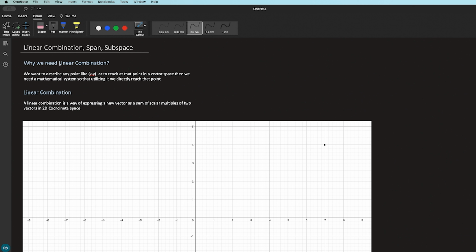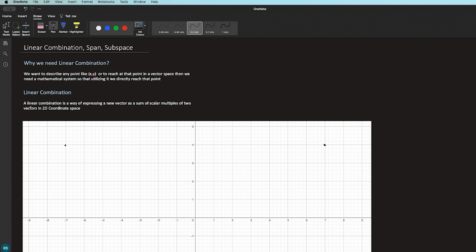To understand a linear combination, we need to understand why we need it. Suppose I want to reach any point in the 2D coordinate space, for example this point or this point. I cannot draw a direct straight line and reach that point. In that case I need a mathematical tool using which I can reach the particular point. In this case a linear combination plays an important role. With the help of a linear combination you can reach this point. We will study the linear combination further.